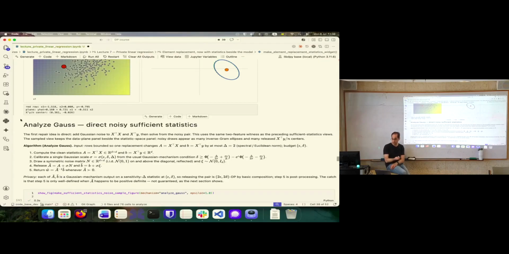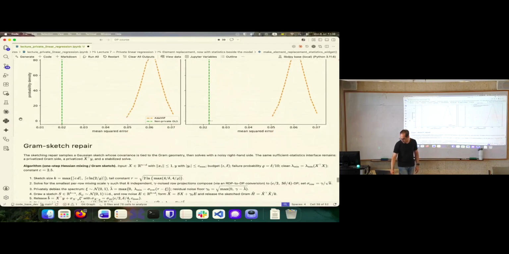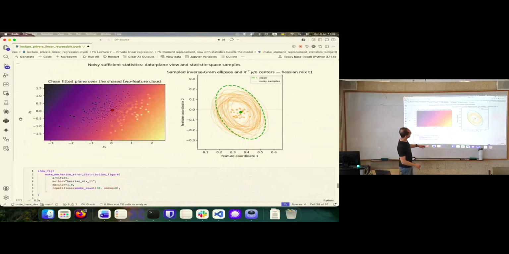And then, again, we need to do this ridge thing, but now we're adding the ridge. We're not sampling from X transpose X, we're sampling from X transpose X plus lambda I. But other than that, we're in the same world. And what we get is a different type of family.